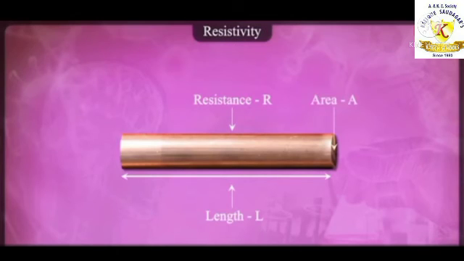The next concept we learned was resistivity. What is resistivity in simple words? So students, resistivity is a measure of the resistance of a given size of a specific material to electrical conduction. So resistivity depends upon the resistance of that material. Resistivity is a specific property of a material, and different materials have different resistivity.